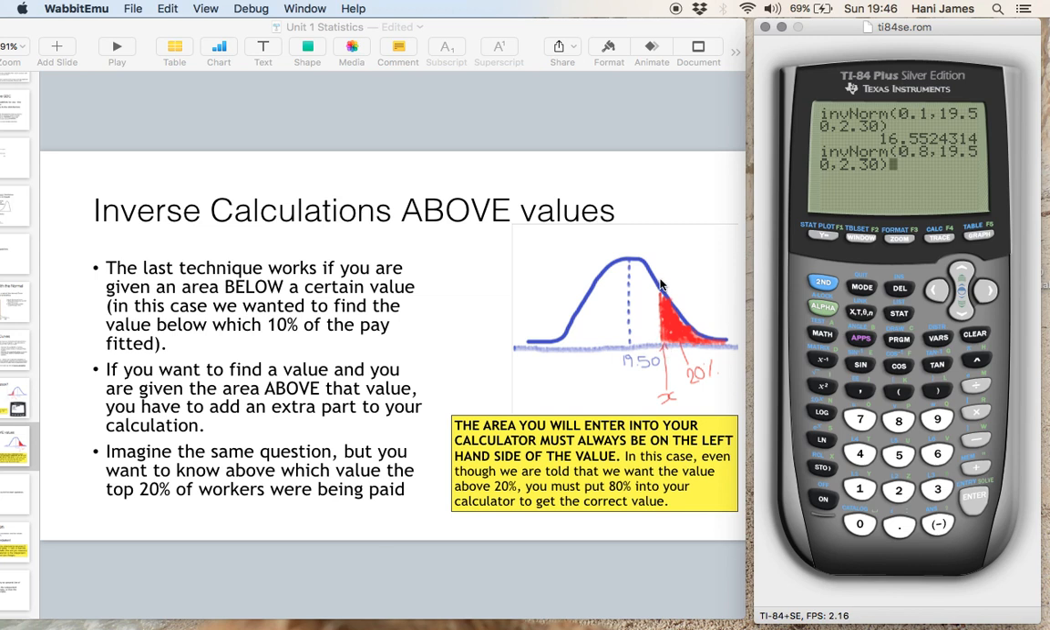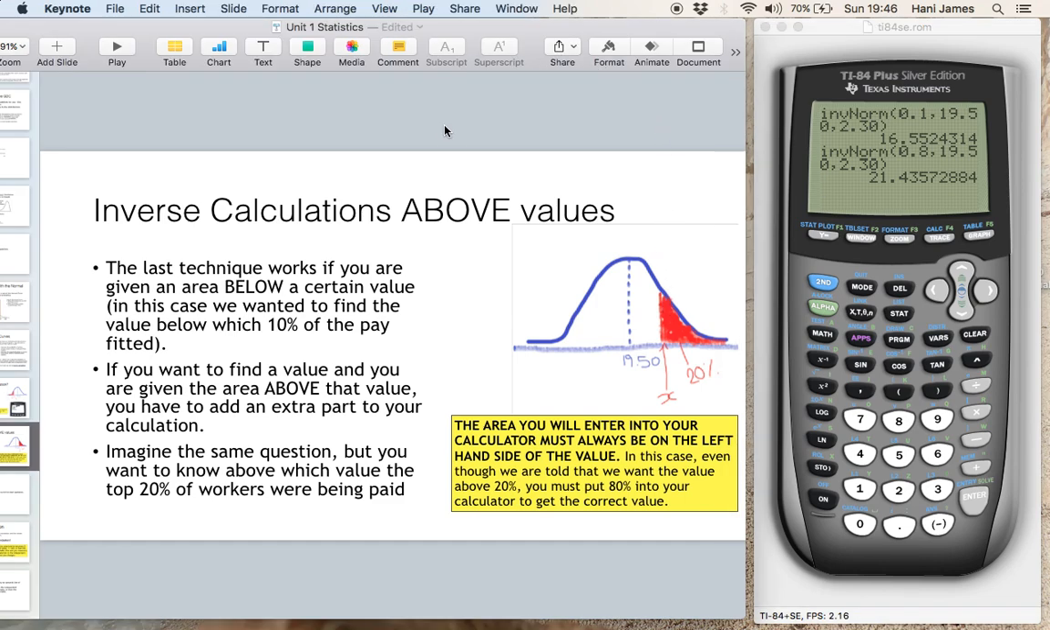So this is going to tell me the value which is above 80% of the data, which is exactly the same as the value which is below 20% of the data. It's the same value. So I'm going to hit enter. And that is $21.44 if we round that up. Okay, so 20% of people in the company are being paid above $21.44. So that X value is 21.44.